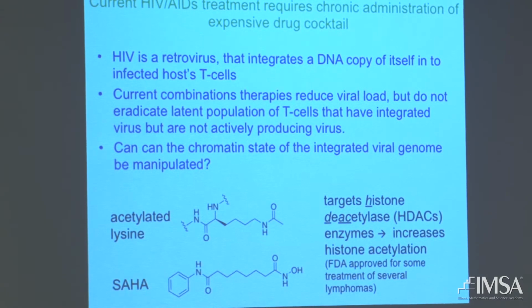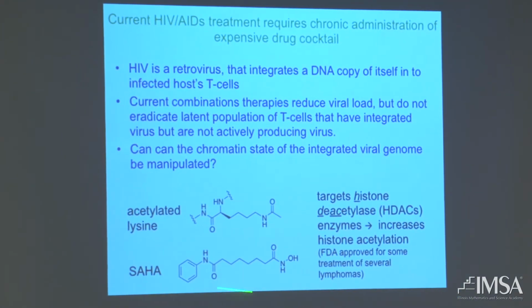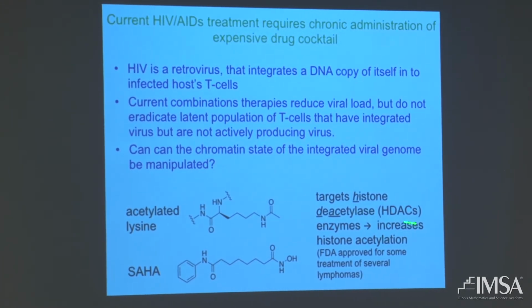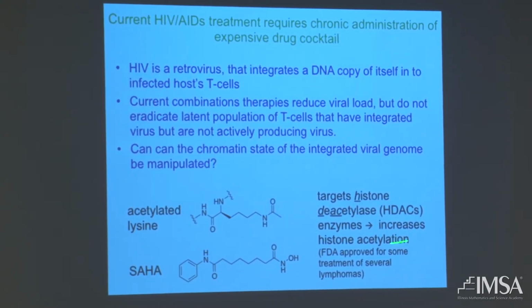And the answer so far has been using this drug that's an HDAC inhibitor called SAHA. So histone deacetylase enzyme is an enzyme that removes acetyl marks on histones like this. And so HDAC inhibitors effectively increase histone acetylation, in a way that pleiotropically opens up chromatin if you treat cells with them long enough.